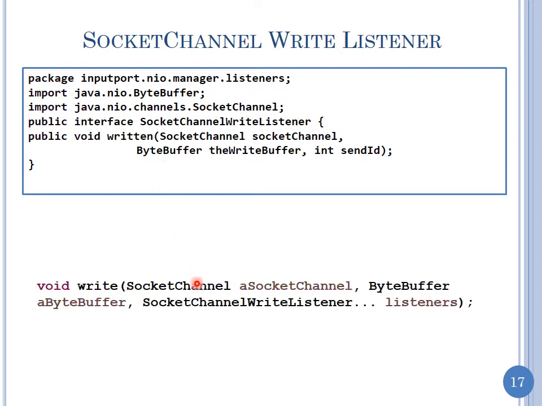Here's the write. The write needs some data, not only the socket channel, but what is to be written. And you get echoed back this socket channel and the buffer. And you also get an ID indicating which write it is. So you can have multiple buffered writes. And if you care about which write got really finished, you can look at the IDs to see which write it was.